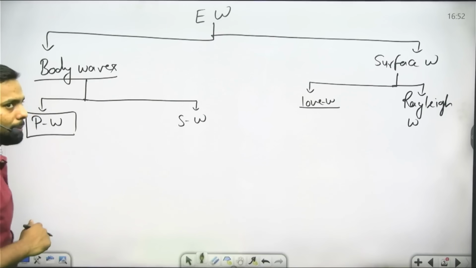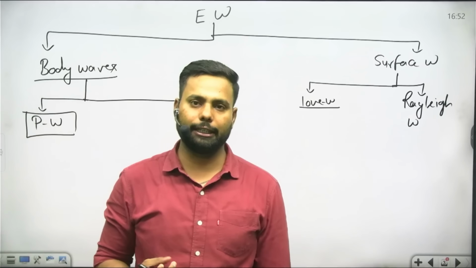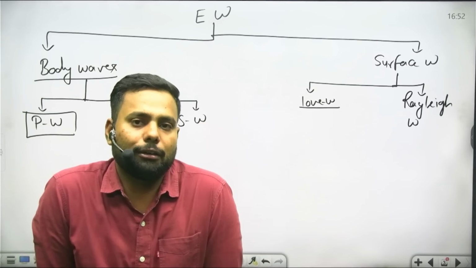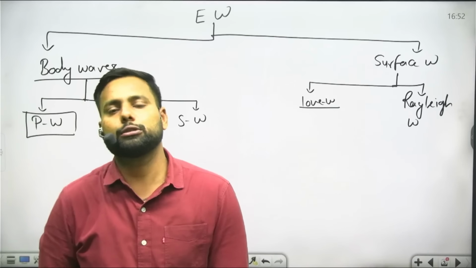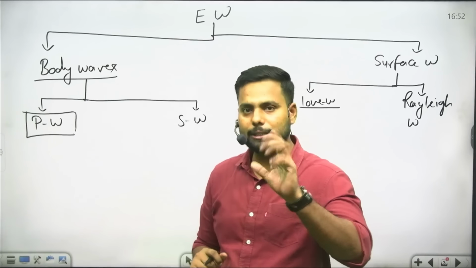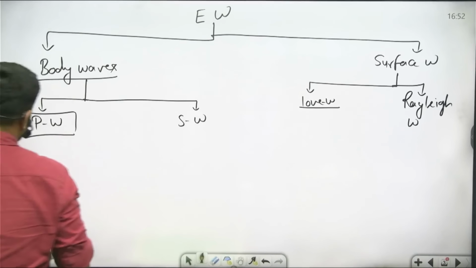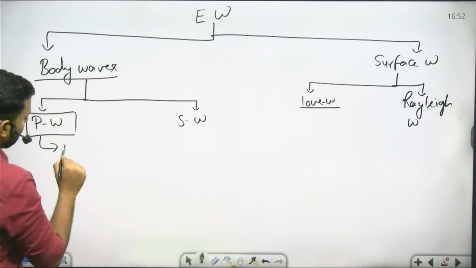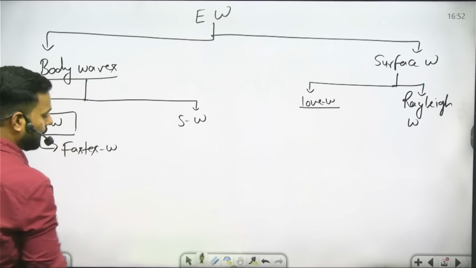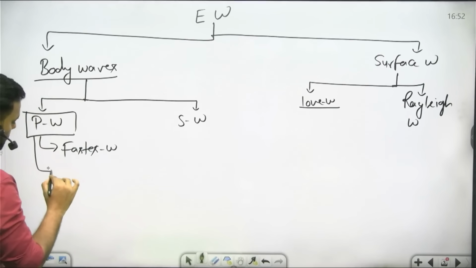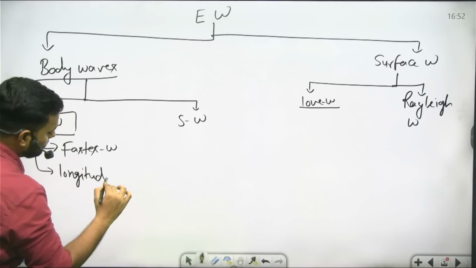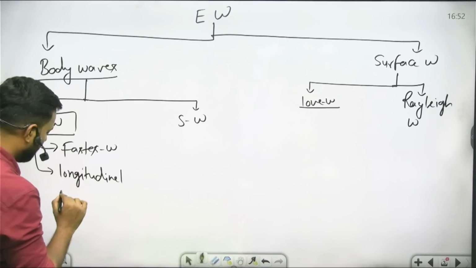Why is it called primary? Because of the velocity. From the focus, the primary wave is the fastest wave which reaches the epicenter. मतलब ये सबसे तेज वेव है जो एपीसेंटर तक पहुंच रही है. So the P wave is the fastest wave, and it is a longitudinal wave.